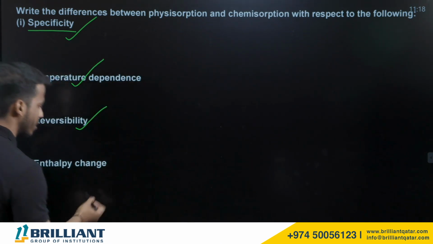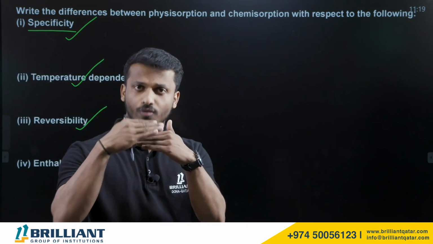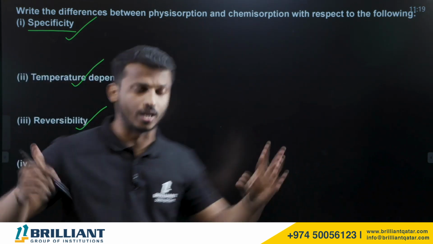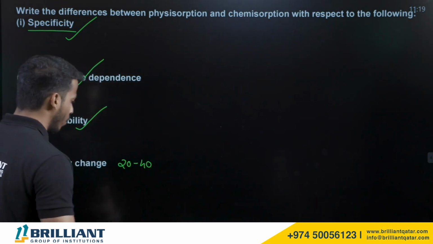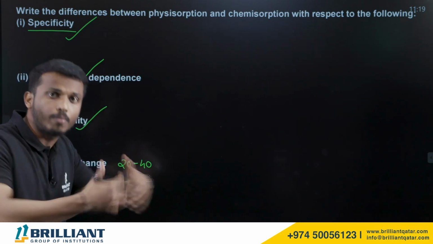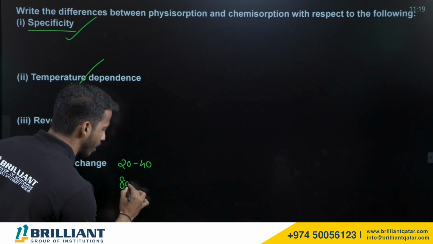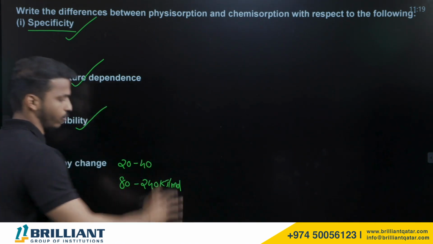Enthalpy change. During physisorption, a very weak bond is made, so a small amount of energy is released, around 20 to 40 kilojoule per mole. Whereas in chemisorption, a very strong bond is forming, so more energy is released, around 80 to 240 kilojoule per mole.